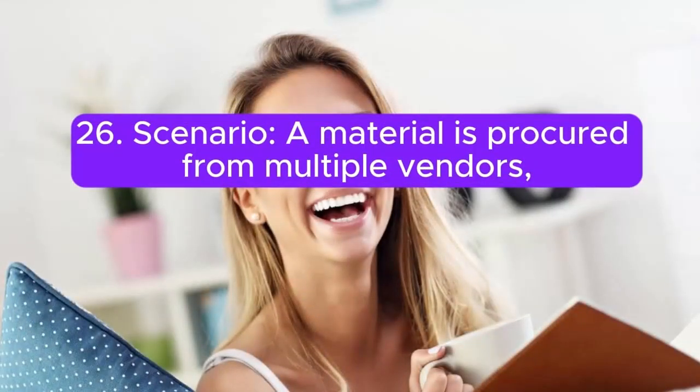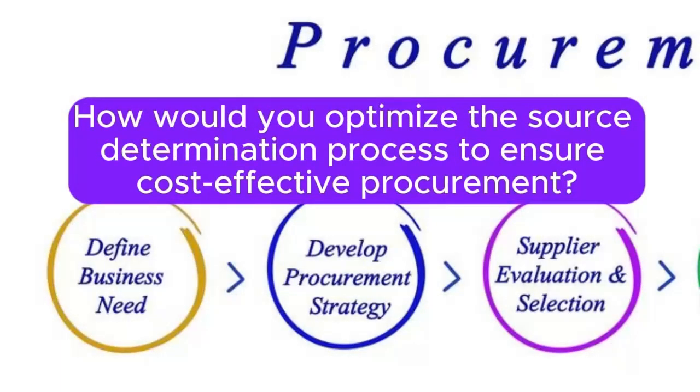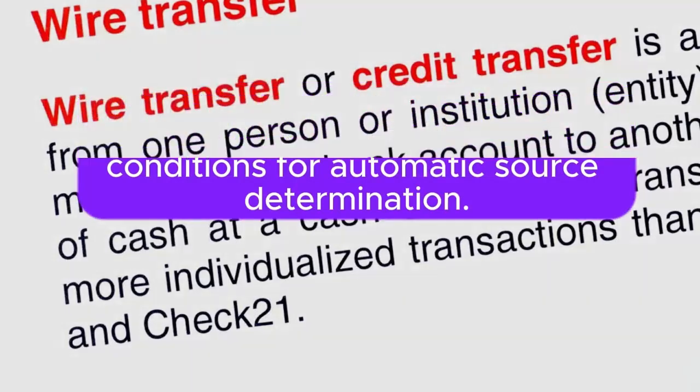26. Scenario: a material is procured from multiple vendors, and the system is not selecting the optimal source during automatic source determination. How would you optimize the source determination process to ensure cost-effective procurement? Answer: I would use transaction ME57 to check the source list and conditions for automatic source determination.